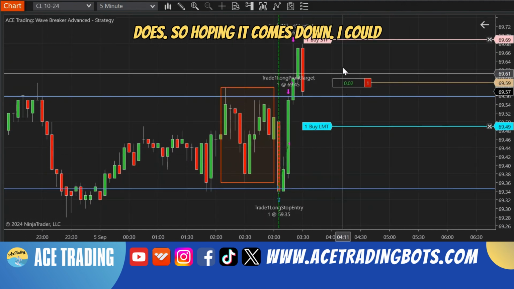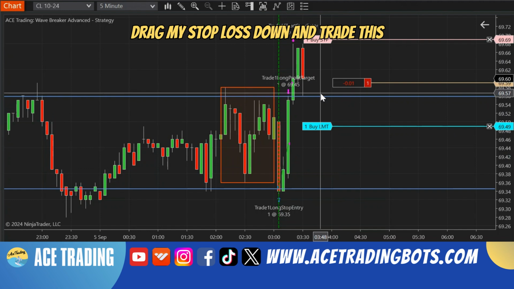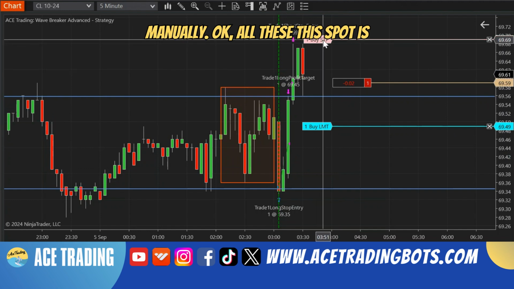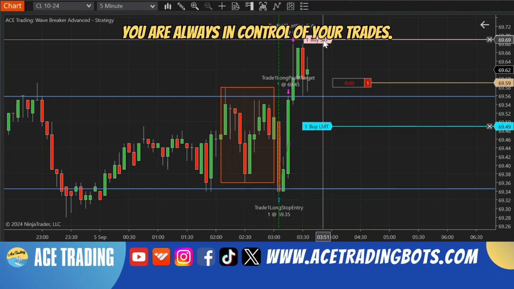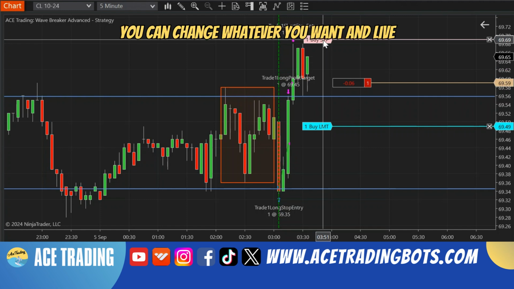So look, see what it does. We're hoping it comes down. I could drag my stop loss down and trade this manually. Okay, this bot is controlling, I guess it's just entering your positions, but you are always in control of your trades. You can change whatever you want live. You are always in control.